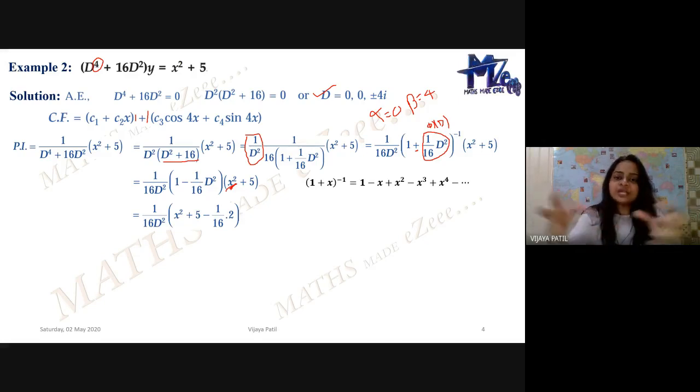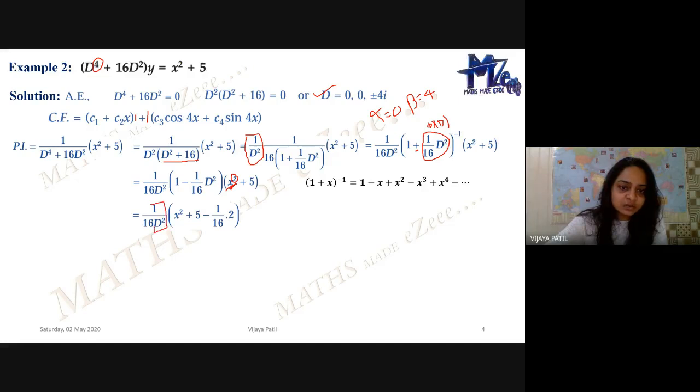So why collect the terms, why collect the coefficients, why do the extra work? It is not required. We'll be restricting ourselves. Always see the power of x, and restrict only up to that power of D. So it's 1 minus 1 by 16 D squared operating on this. It will come in with 1, and D squared of x squared will give you 2, and D squared of 5 will obviously be 0.